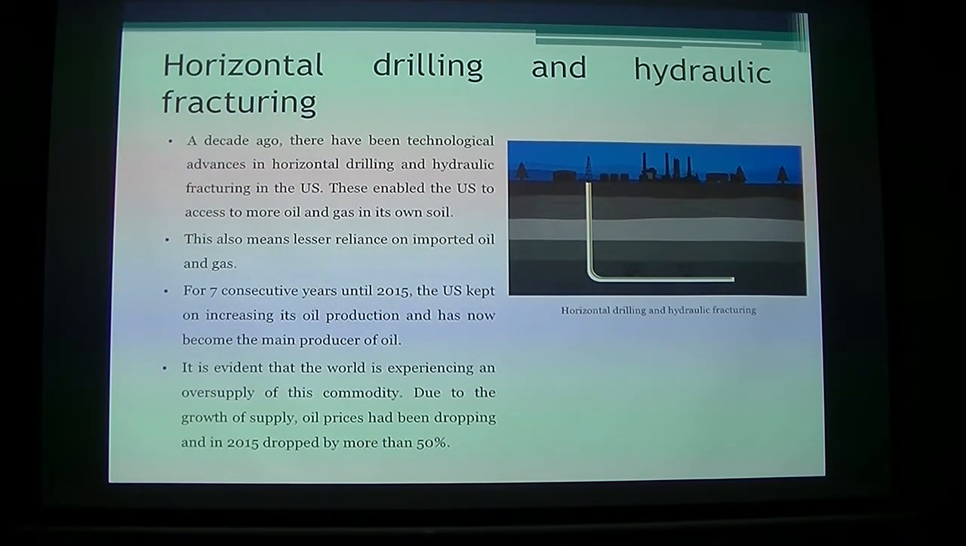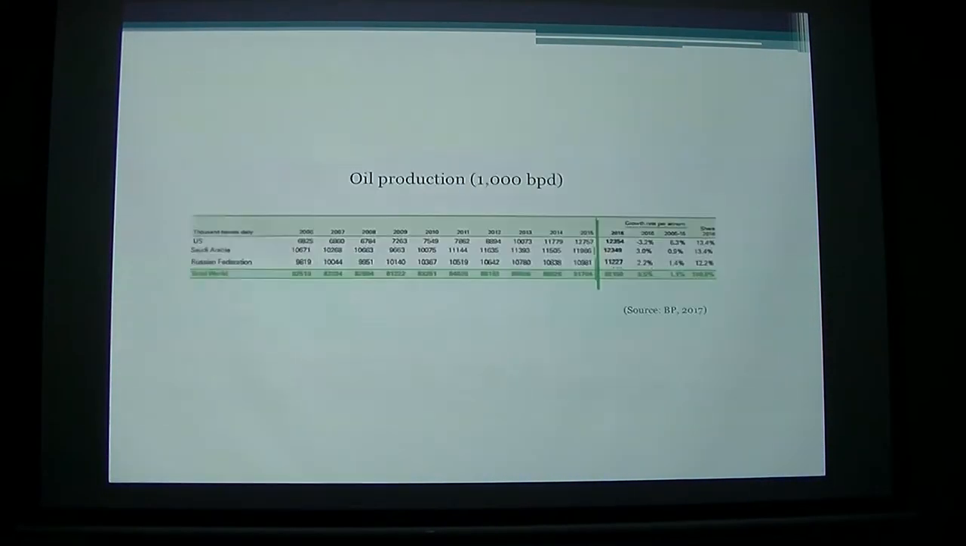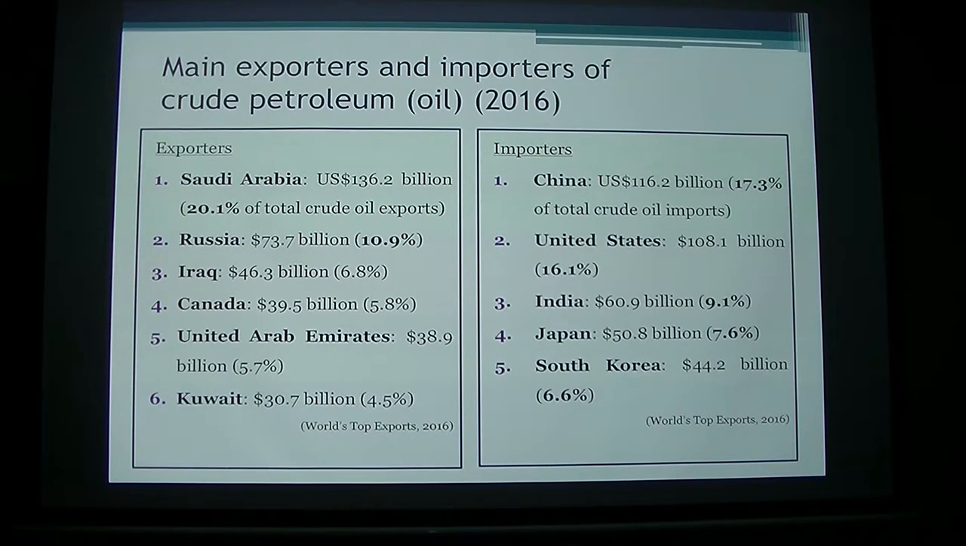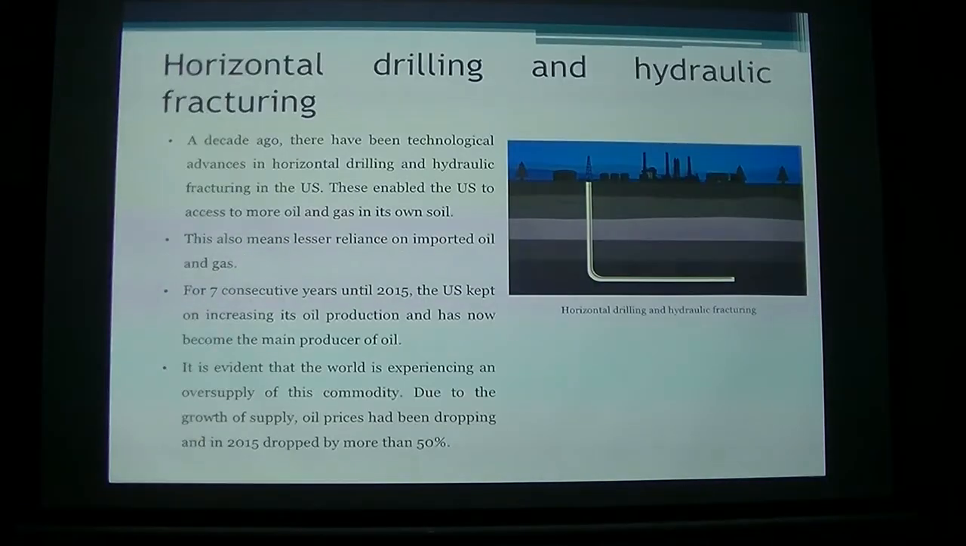Now that they have more access to their own production of oil and gas, this means that they don't import as much as they used to. Despite being the number two top importer, they have reduced their imports by 66% since 2012. So it is evident that the world is experiencing an oversupply of this commodity due to the growth in supply.